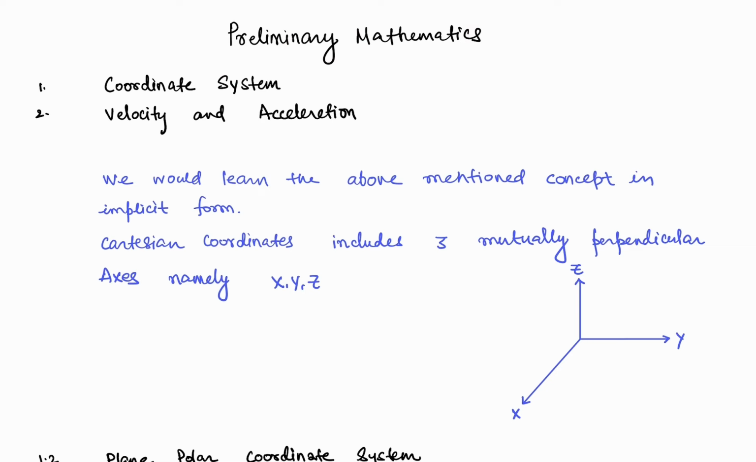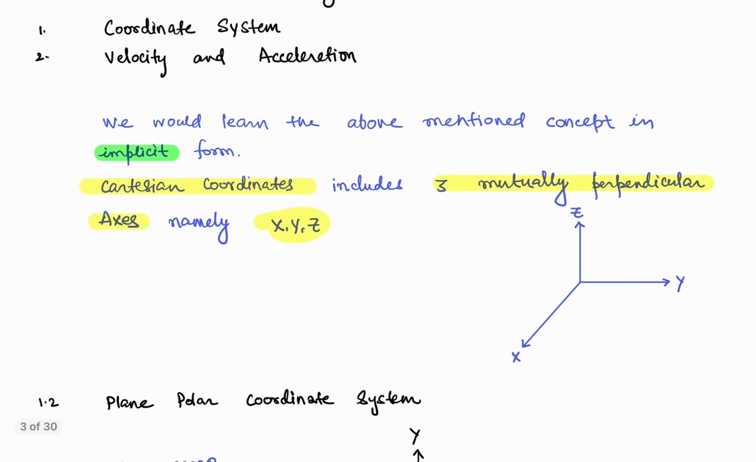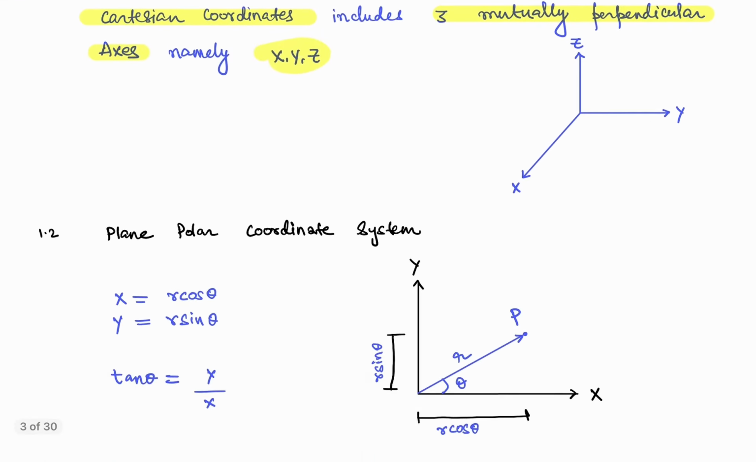And for our purpose, we need to understand the coordinate system and then velocity and acceleration. But these two are not separate. We are going to study them in intermingled or, say, implicit form. So Cartesian coordinates are what we all know, which are three mutually perpendicular axes, namely x, y, and z. But here we are required to study the plane polar coordinate system.